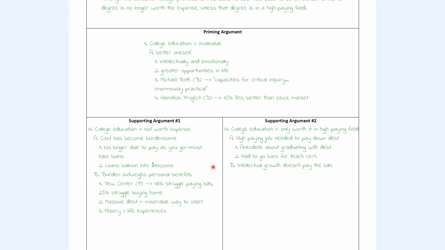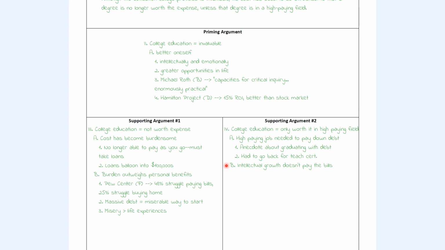You can no longer pay for college as you go, which is what people used to do 20, 30, 40 years ago. People used to be able to work a part-time job and put themselves through college. Think about that. We can't do that anymore. It's way more expensive than it was then.